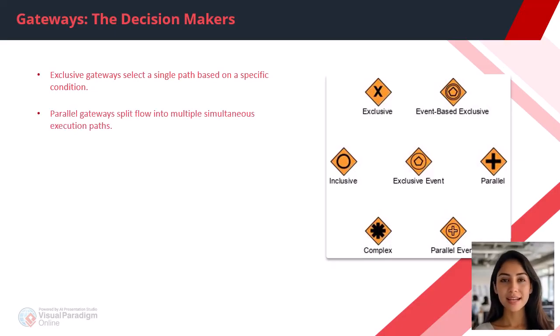Parallel gateways allow the process to do multiple things at once. They ensure that all defined branches are executed concurrently before merging back into a single flow. Unlike condition-based decisions, event-based gateways wait for an event to happen. The path taken is determined solely by whichever signal, message, or timer triggers first.